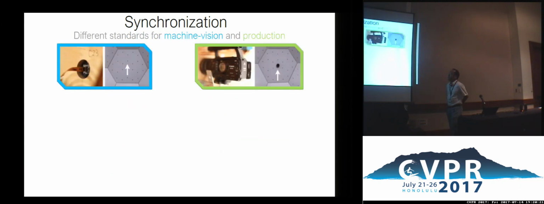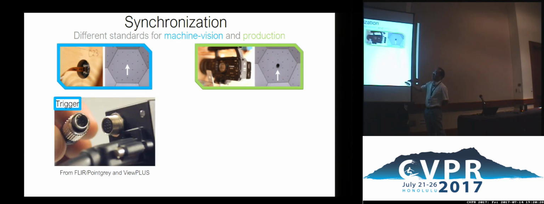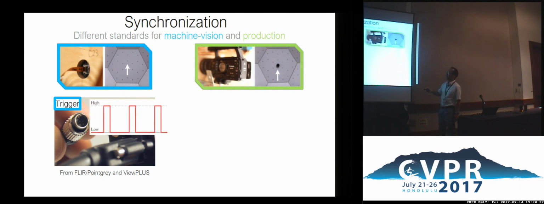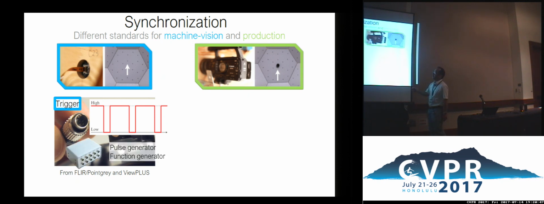Then, for synchronization, we have basically VGA and HD cameras. The VGA cameras are from the machine vision community, so they expect trigger signals for synchronization. Triggers means that we provide this kind of square wave. And of course, in practice, we should have a negative logic. Such triggers should be provided by what we call a pulse generator or function generator.